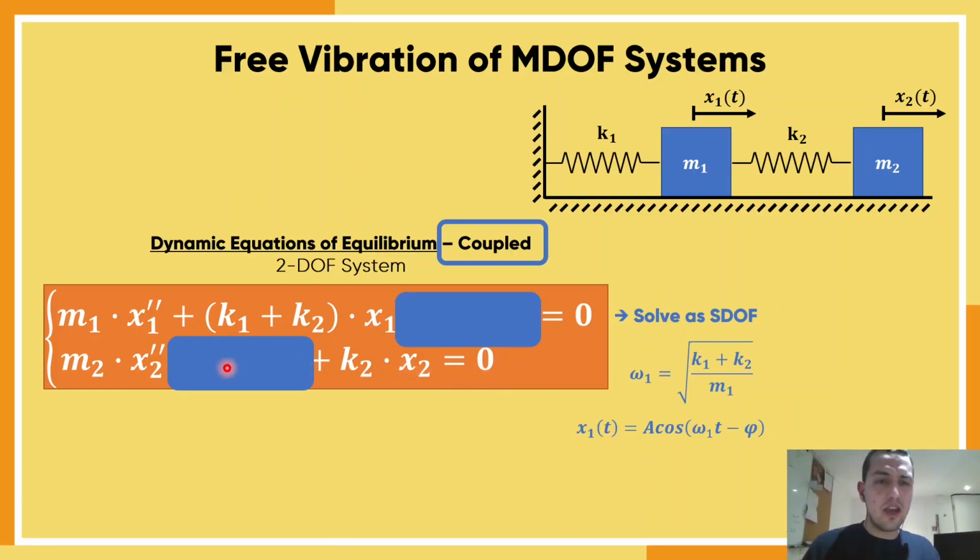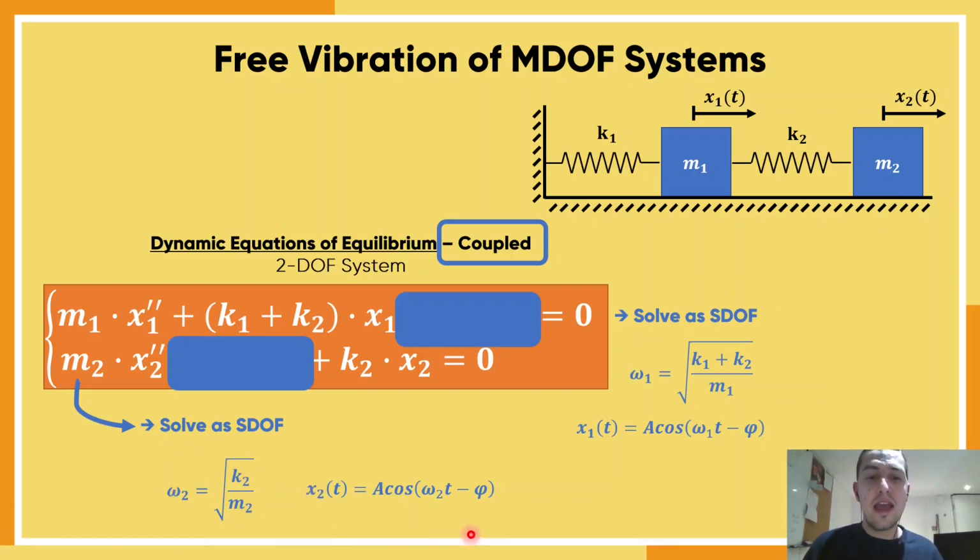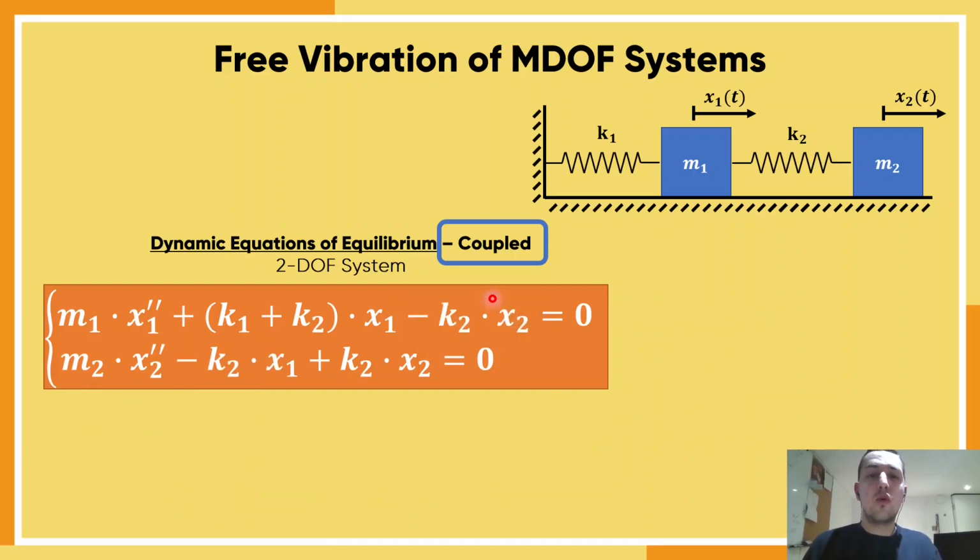And by the way, the second equation has the same properties. It's an equation that depends only on x2 and has the acceleration and the displacement. And we could solve it as well as a single degree of freedom: find the circular natural frequency and find the equation of motion, the cosine wave, amplitude and all those things. Now, we call these equations coupled because these two terms exist, and therefore the motion of the first mass and the motion of the second mass are coupled in the equations.